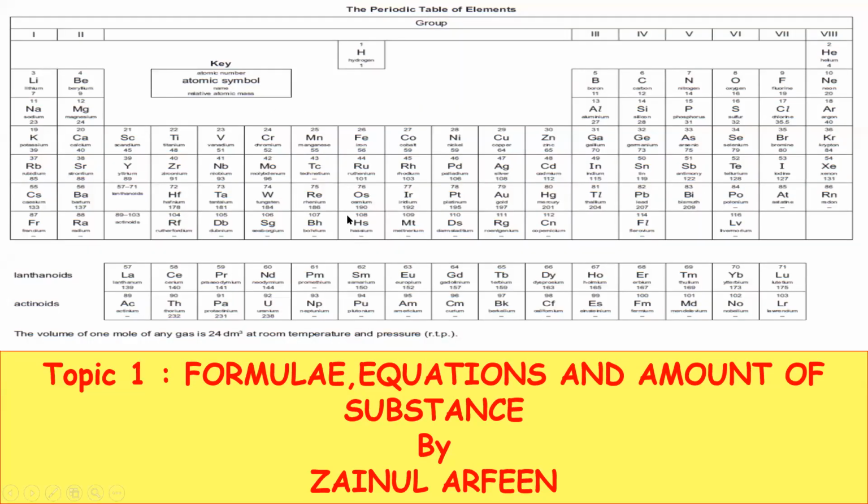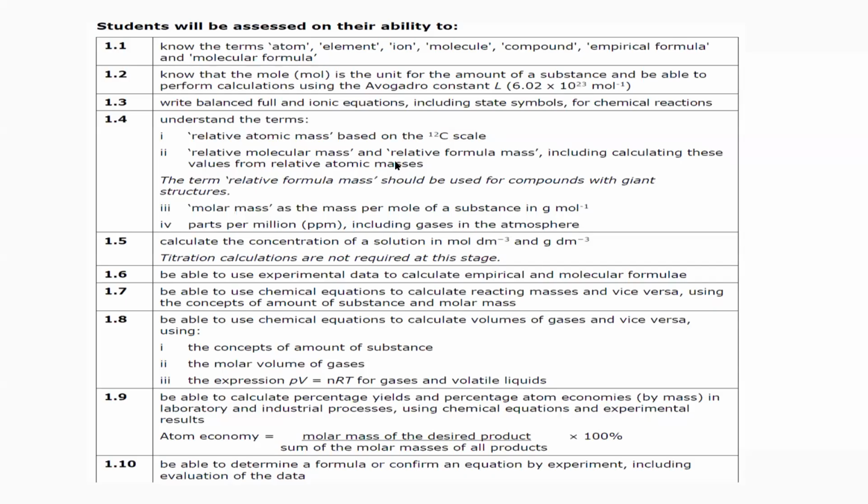So topic 1 of unit 1, which is about the formulas, equations, and amount of substance. So mainly this topic 1 is like a revision of what you completed in O levels. Two or three extra topics are there, but most of the things you have already studied in O levels. So for topic one, these are the learning objectives.